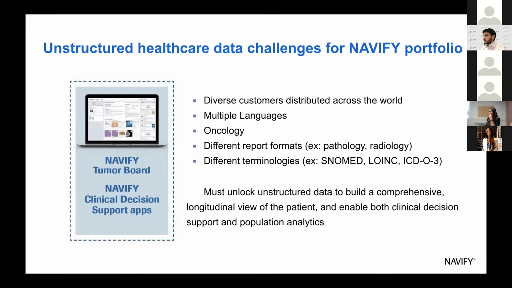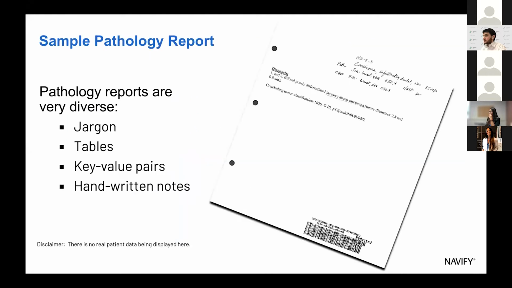For this talk, I'm going to focus on the unstructured text data in the pathology and radiology reports. And here is an example of a pathology report. So pathology reports are very diverse. They have jargons, tables, key value pairs, and handwritten notes.